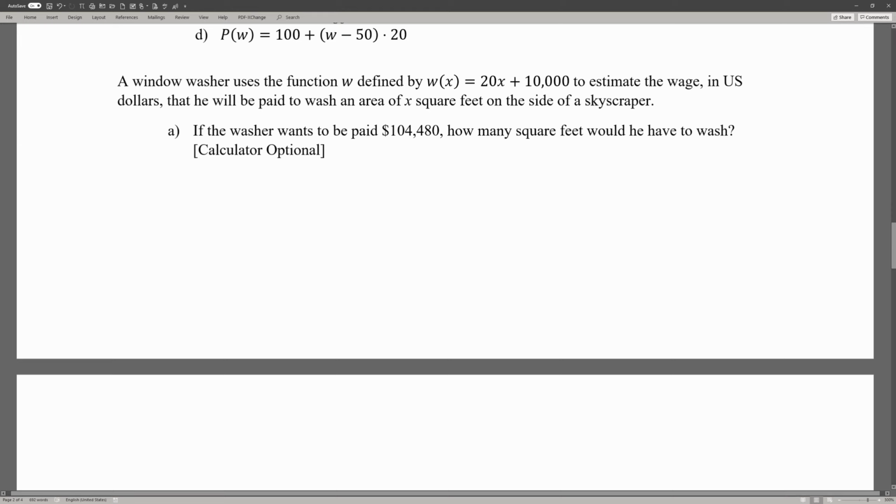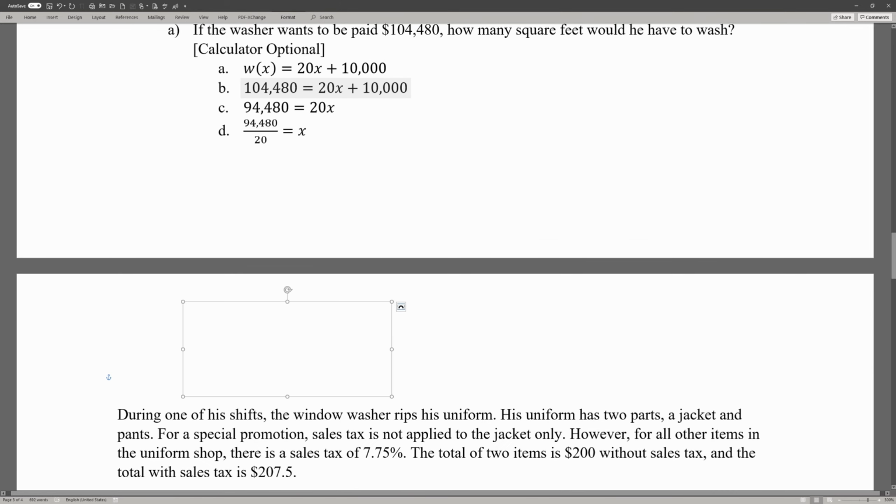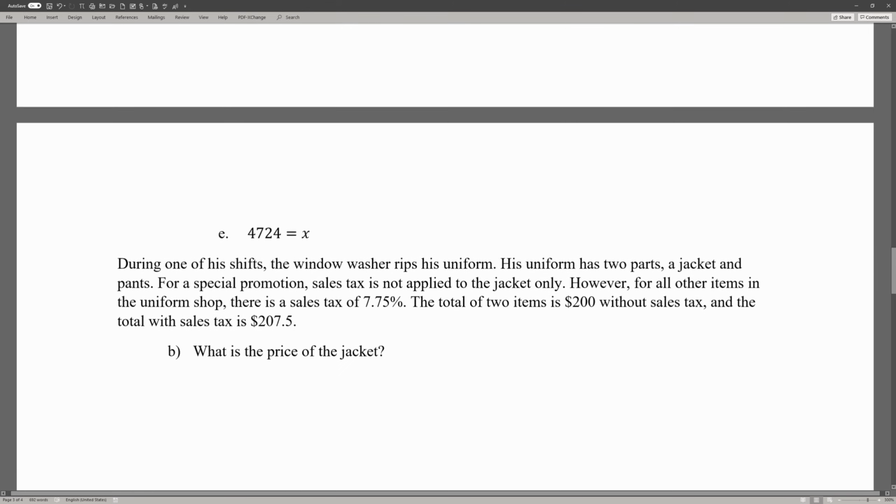So we set W of x equal to 104,480. And then we bring over the constants to leave the variable and its coefficient on one side, and a constant on the other side. So in this case, 94,480 is the constant, and 20x is the coefficient and its variable. Then we divide the coefficient out, solving for x only, and we get that x is equal to 4,724 square feet.